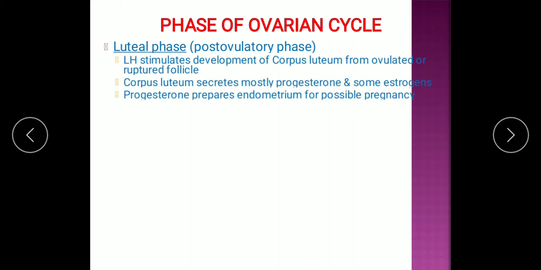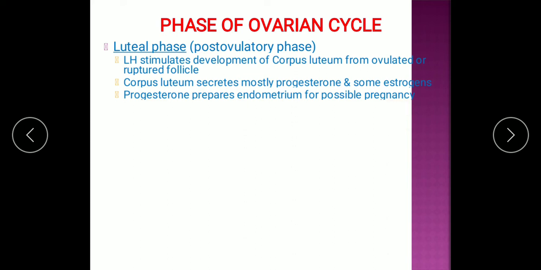LH stimulates the development of the corpus luteum after ovulation, the rupturing of the follicle. The elevated LH level initiates the rupturing of the follicle. The corpus luteum secretes mostly progesterone and some estrogen. Progesterone prepares the endometrium for possible pregnancy.